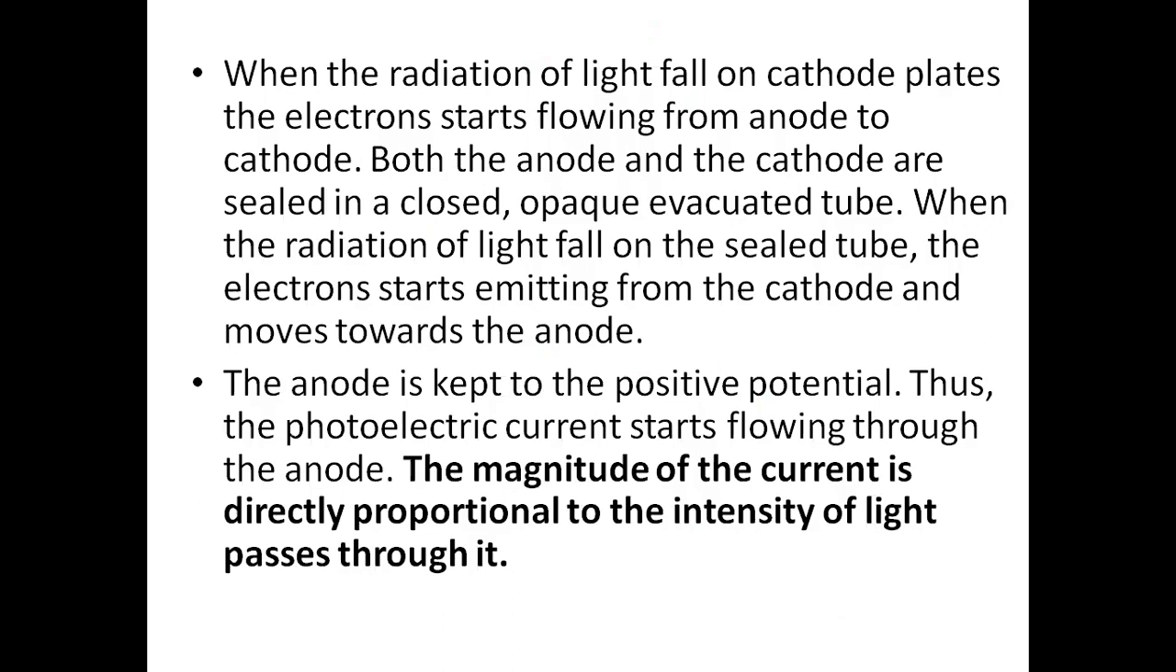Both the anode and the cathode are sealed in a closed opaque evacuated tube. When the radiation of light falls on the sealed tube, electrons start emitting from the cathode and move towards the anode, whereas the anode is kept at positive potential. The photoelectric current starts flowing through the anode. The magnitude of the current is directly proportional to the intensity of light which passes through it.